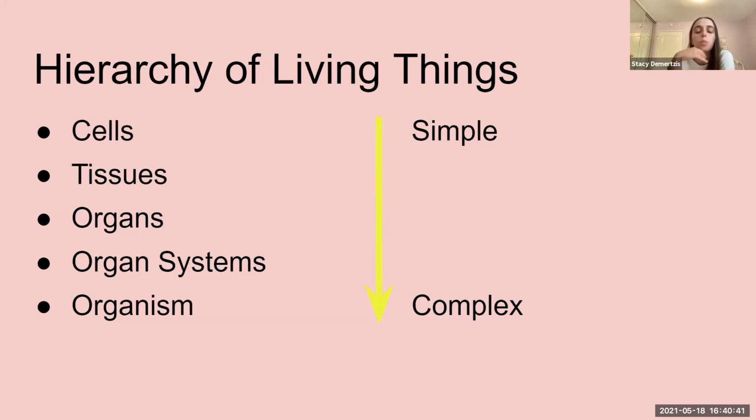The reason I wanted to point this out is because no matter what system you're studying, especially because anatomy can be really complex and there's a lot of detail to memorize, I personally find it helpful to sometimes take a step back and think, what am I studying in terms of the hierarchy of living things? I'll give an example. If I'm studying the nervous system, it's a really complex system.